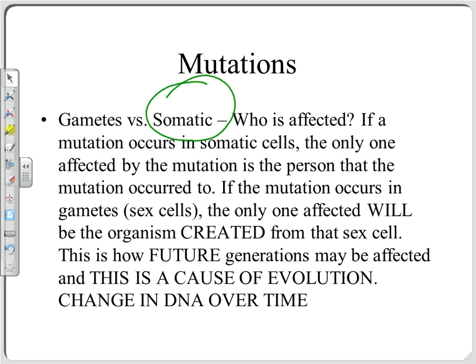And that gamete made the initial cell. What's the initial cell called? When you get sperm and egg together, what do you get? Zygote. So his zygote had a mutation in it. What does that mean about every cell in his body? They all have that mutation. He's got that genetic cancer mutation in every cell in his body.